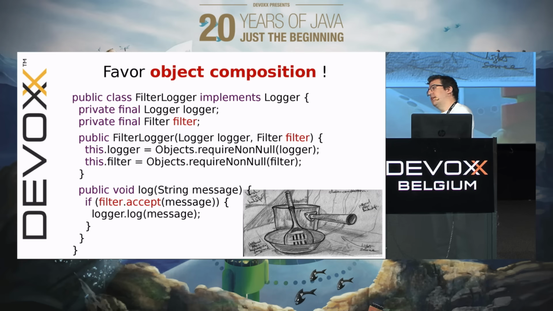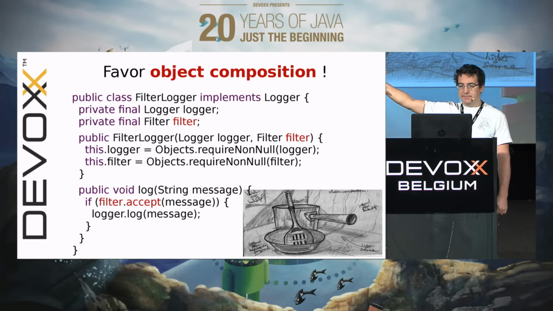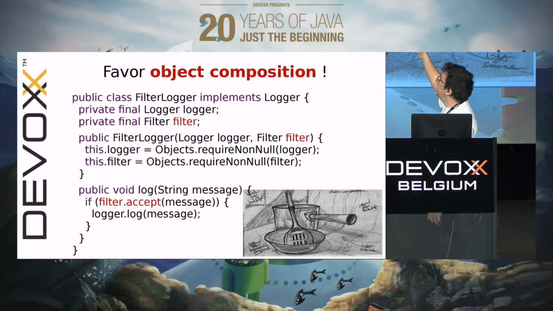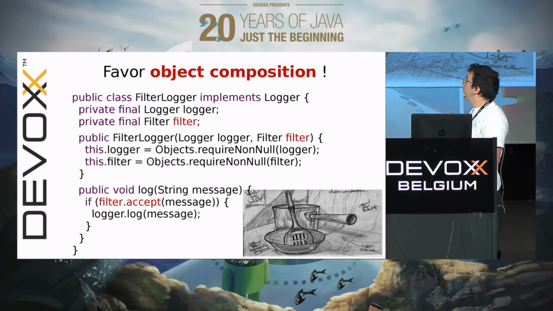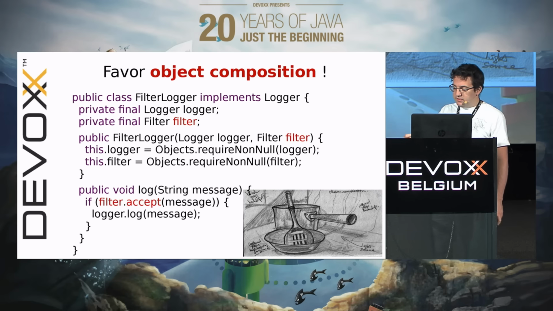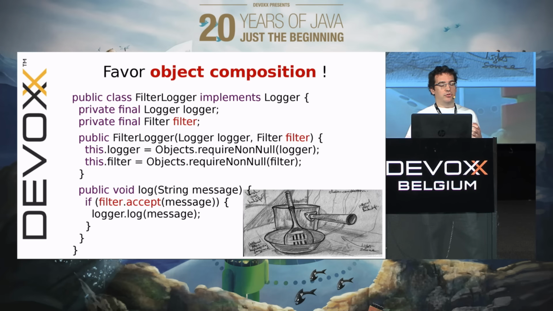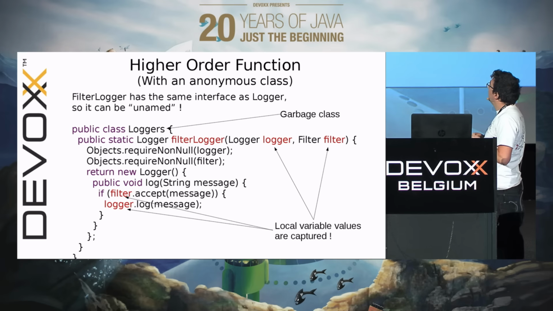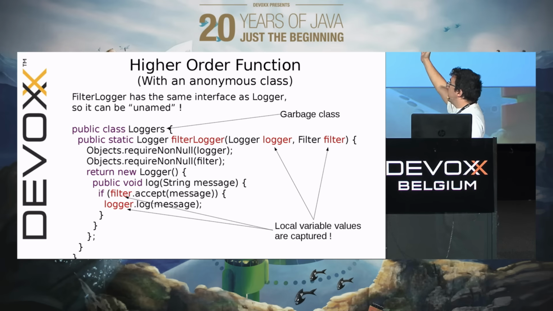Usually you use an anonymous class if you don't want to provide a name, because the interface is enough. Here, the name filter logger doesn't buy much. You can implement it directly as an anonymous class. Why is it better to implement it as an anonymous class? If you take a look at the Javadoc, what you will see is just a method and not a class. Otherwise, I will create a class, something like Loggers.